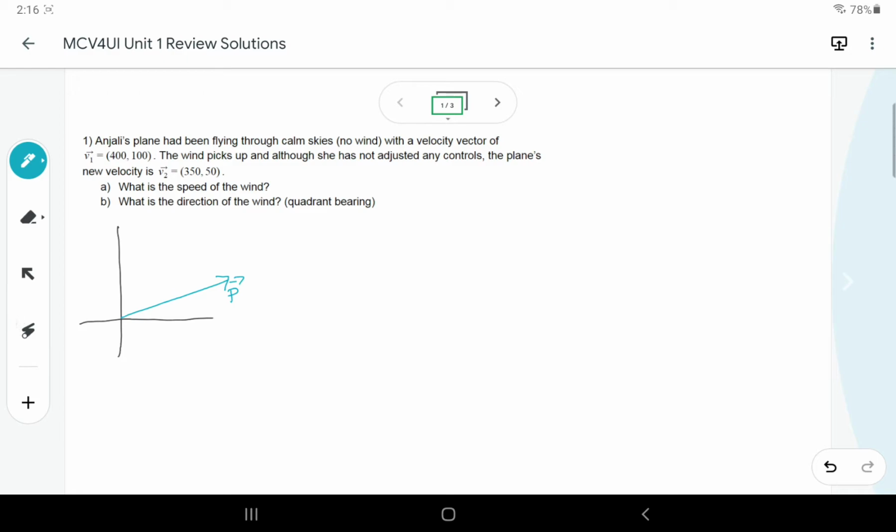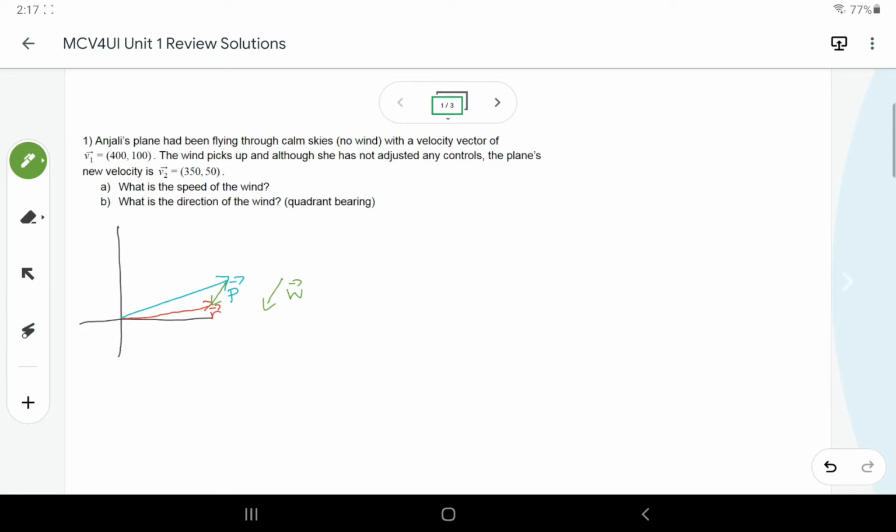Now the wind picks up, and although she has not adjusted any controls, the plane's new velocity, which is going to be the resultant velocity, is 350, 50. So it's a little bit less in both directions. I'm going to label that resultant. We know that the wind must be pushing her plane back, coming from a direction that would be slowing her plane down. It's going less fast in an east direction and less fast in a north direction.